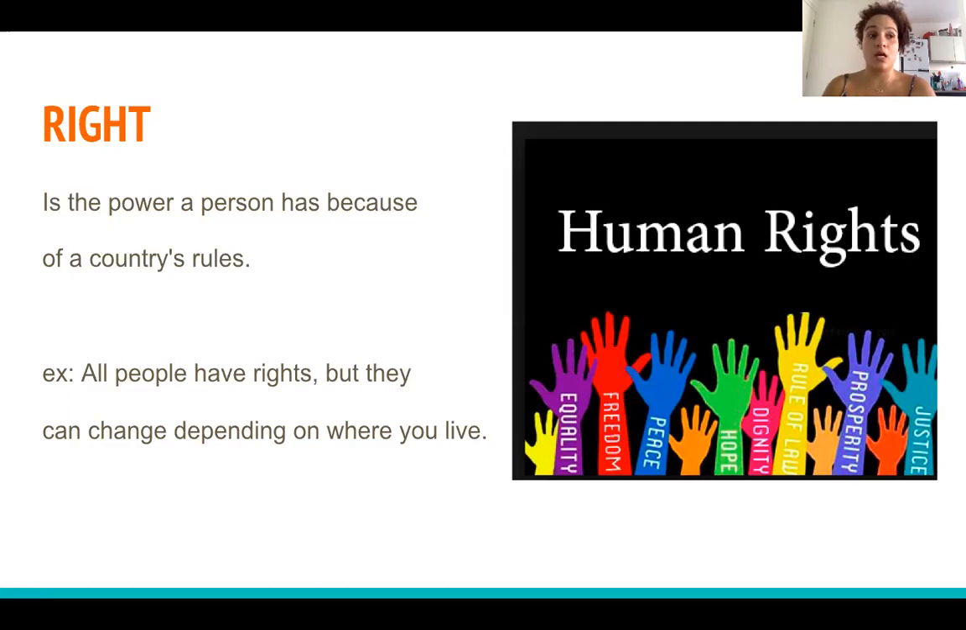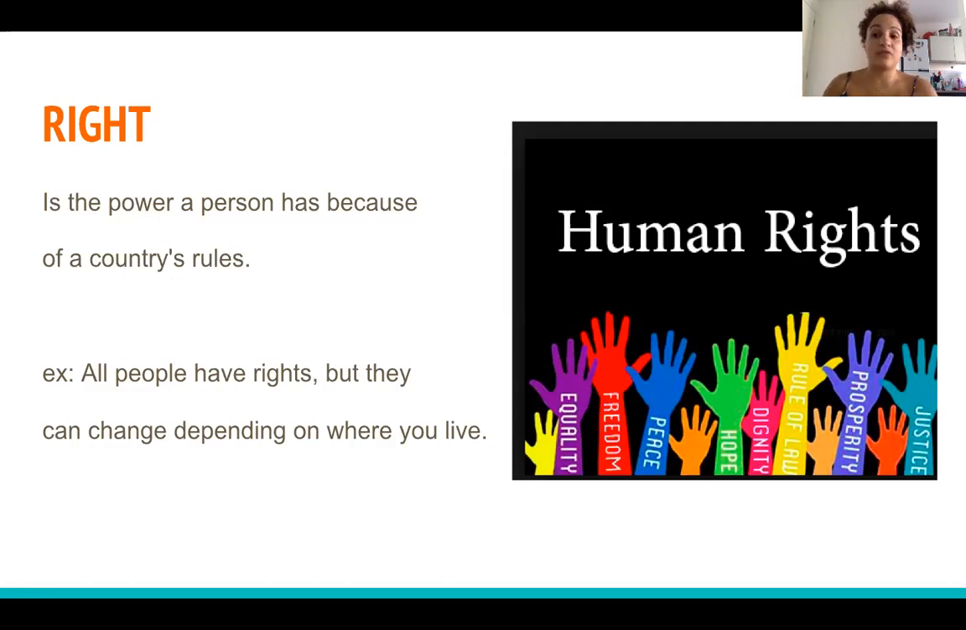When someone commits a crime, they go to jail, but they have some rights. They have the right to a phone call. They have the right to remain silent and not talk about it. They have the right to have a lawyer. Okay, so this is an example of what right is. So right is the power a person has because of the country's rules. So rights change according to your country, okay?